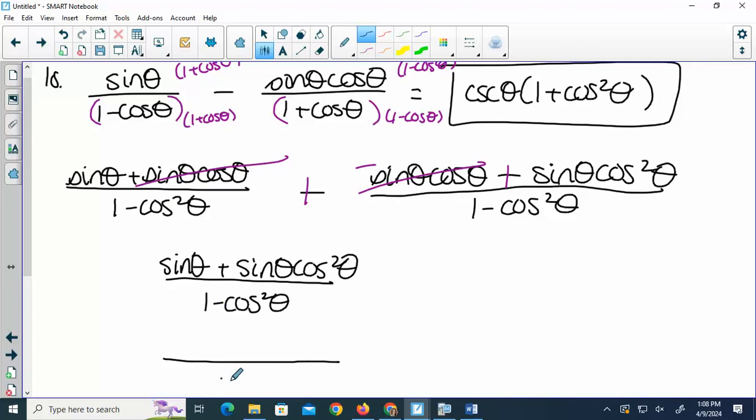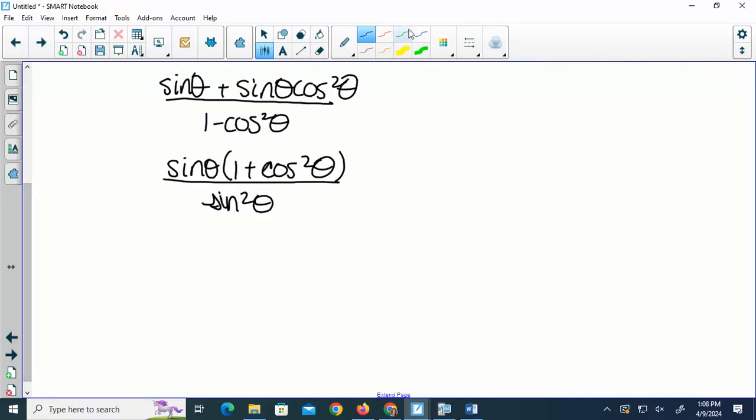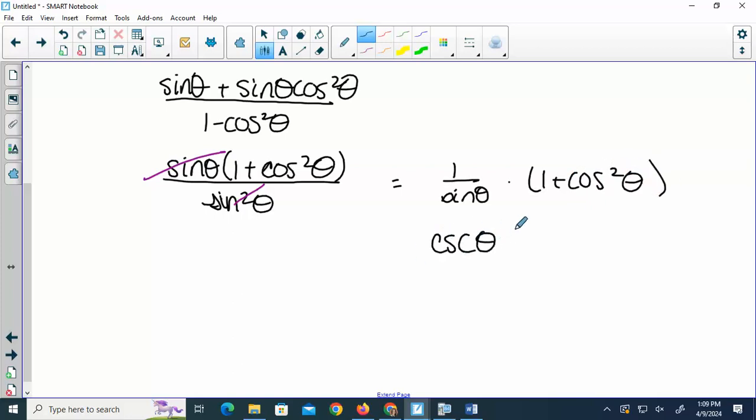The denominator, 1 minus cosine squared, like Carson said, that is sine squared. If you look at where we're going, we want things factored. What could I factor out of the top? Take out a sine. So that would leave us 1 plus cosine squared theta. If we have a sine on top and bottom, we could cancel one of them. You don't necessarily have to show this step, but this is the same as saying 1 over sine times the 1 plus cosine squared theta. And 1 over sine is cosecant, and that was what we were trying to prove.